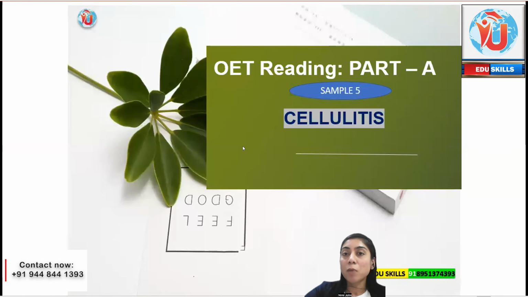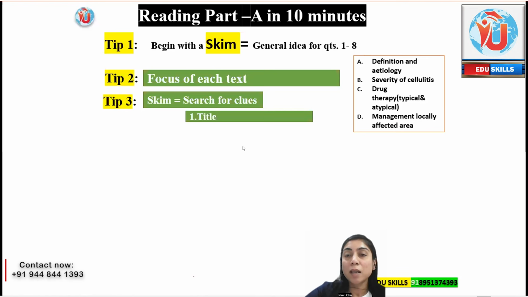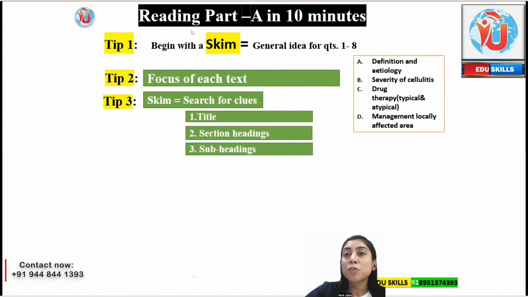So today's topic is cellulitis. This is the 5th sample test from the OET official site. Tip 1, begin with a skim. In this test, the first 1 to 8 questions ask about which text, so we have to familiarize ourselves with the sequence of each text. Here in cellulitis, text A is about definition and etiology, text B, severity of cellulitis, text C, drug therapy, which is typical and atypical, and text D, management of the locally affected area.